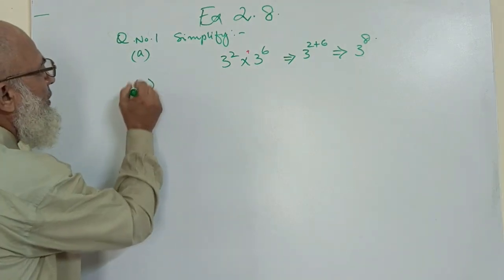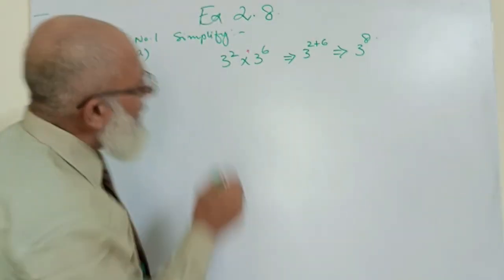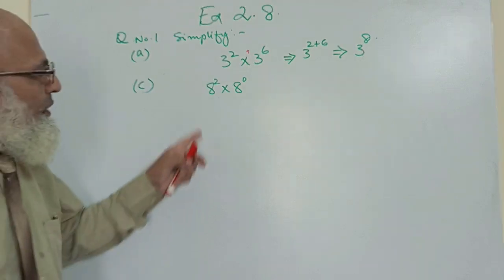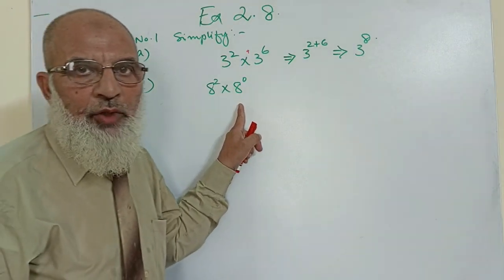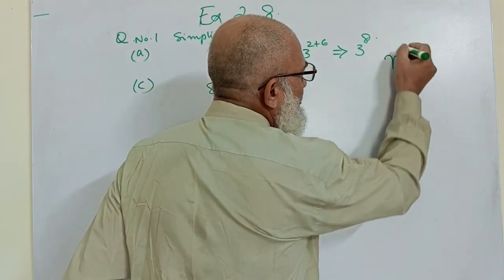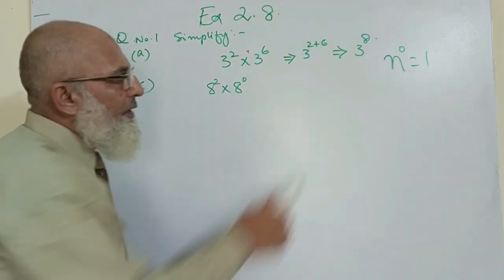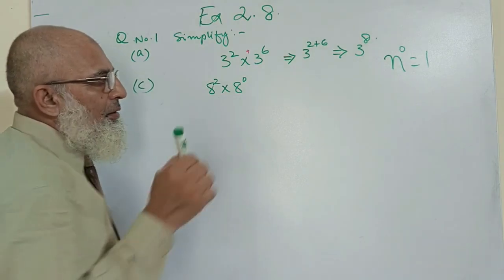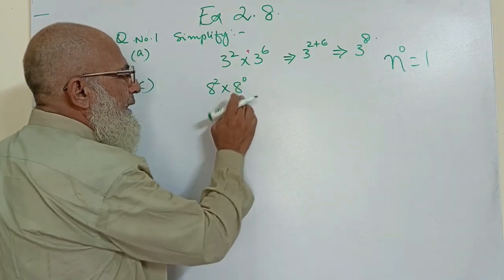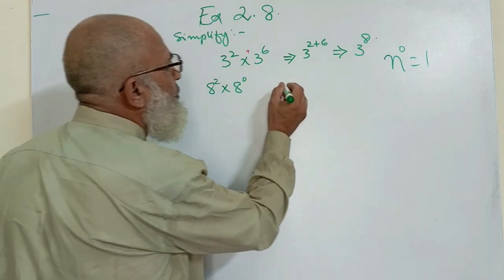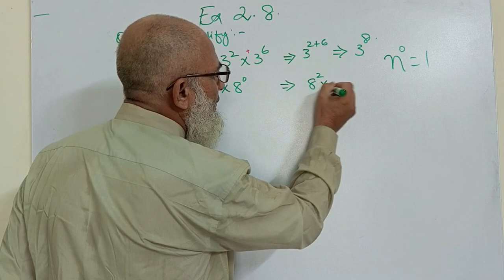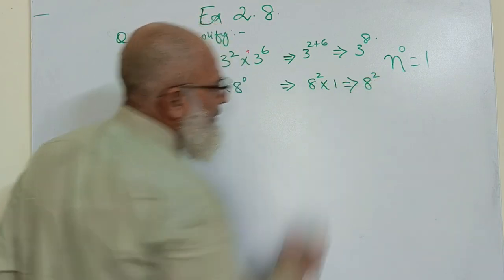Very interesting part, and that is 8 square into 8 to the power 0. So my dear students, what I told you, that whatsoever raised to power 0 is 1. I have told you the general formula that n raised to power 0 is equal to 1, no matter how large the n is. So 8 raised to power 0 is 1. So it will become 8 square multiplied by 1. If you want to have a detail, it will be like this, and the final answer will be this.